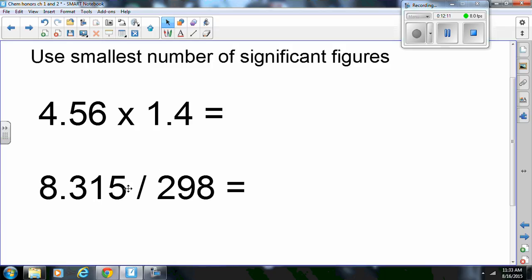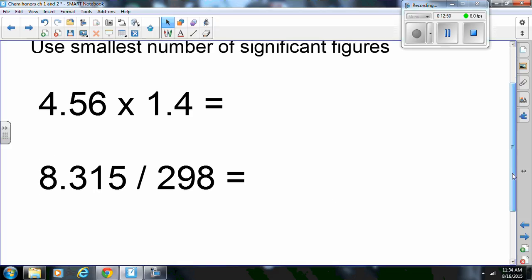Next one, and this is a perfect example of why you need significant figures. 8.315 divided by 298. If you plug that into your calculator, you get 0.0279026. That's as far as my little calculator got. Now, how do you write that in correct significant figures? You have 4 significant figures in the first value, 3 in your second value, so your answer should have 3. Now, to round this decimal to 3 significant figures, it becomes 0.0279. The 2 leading zeros do not count.